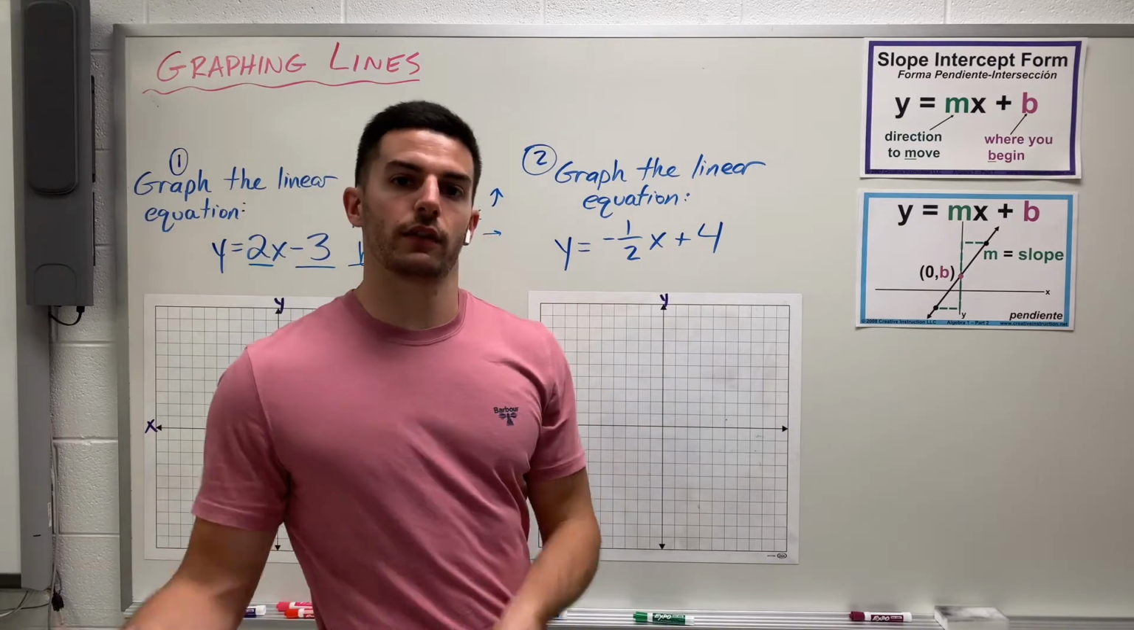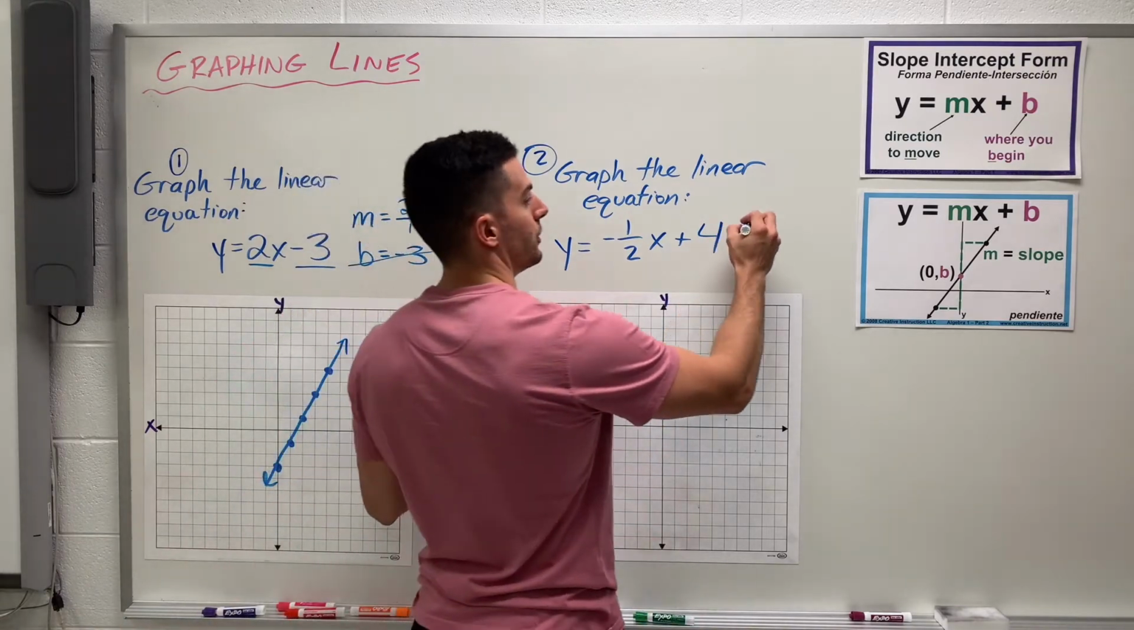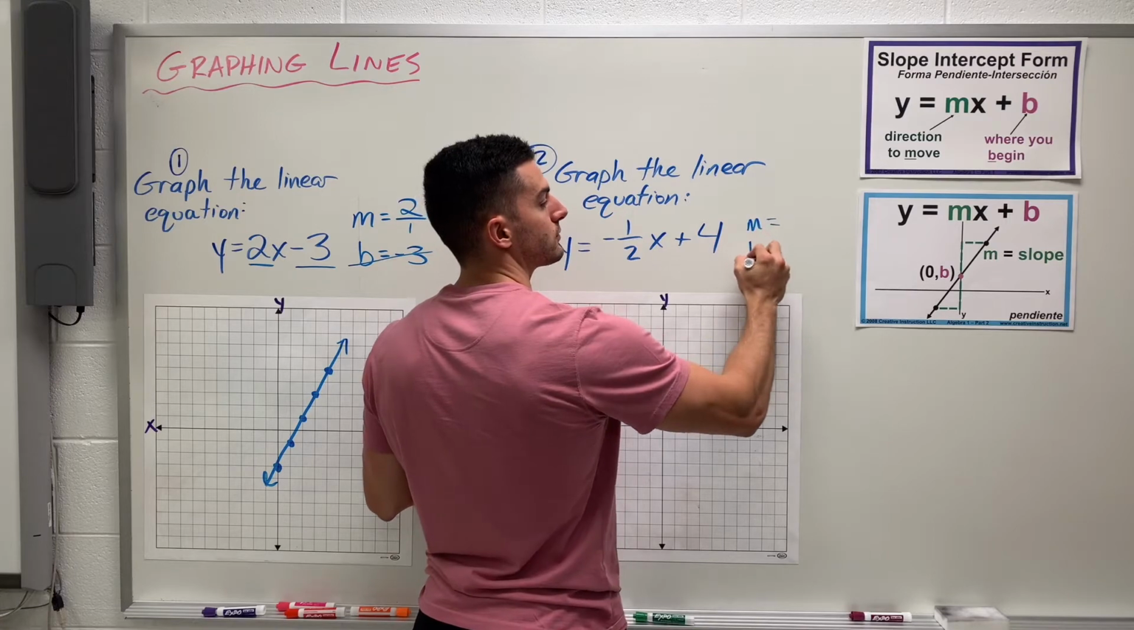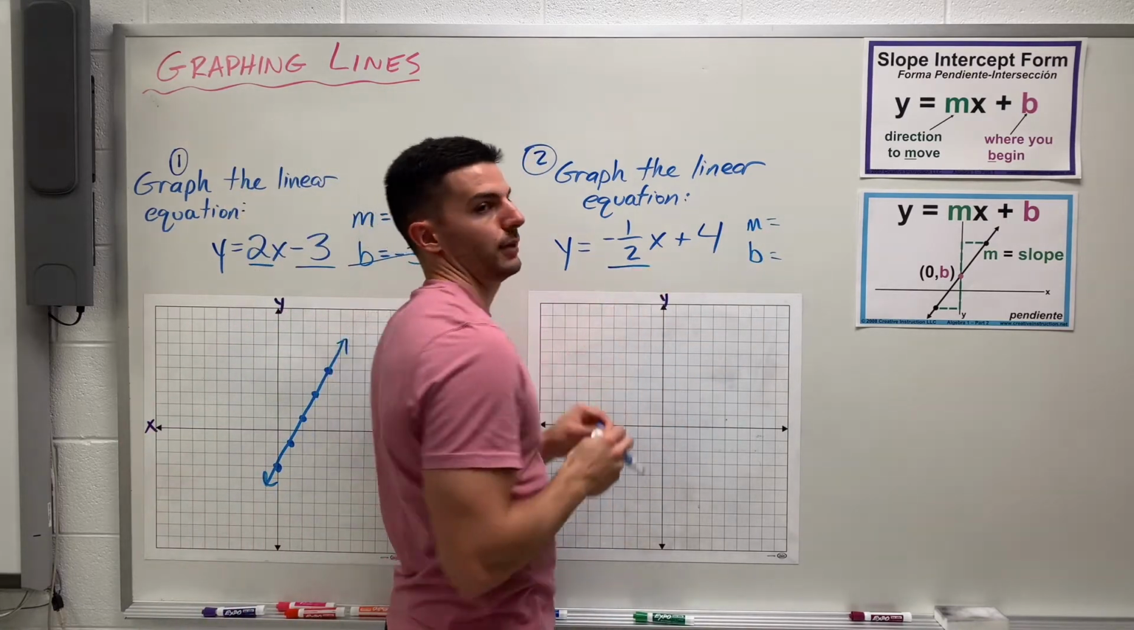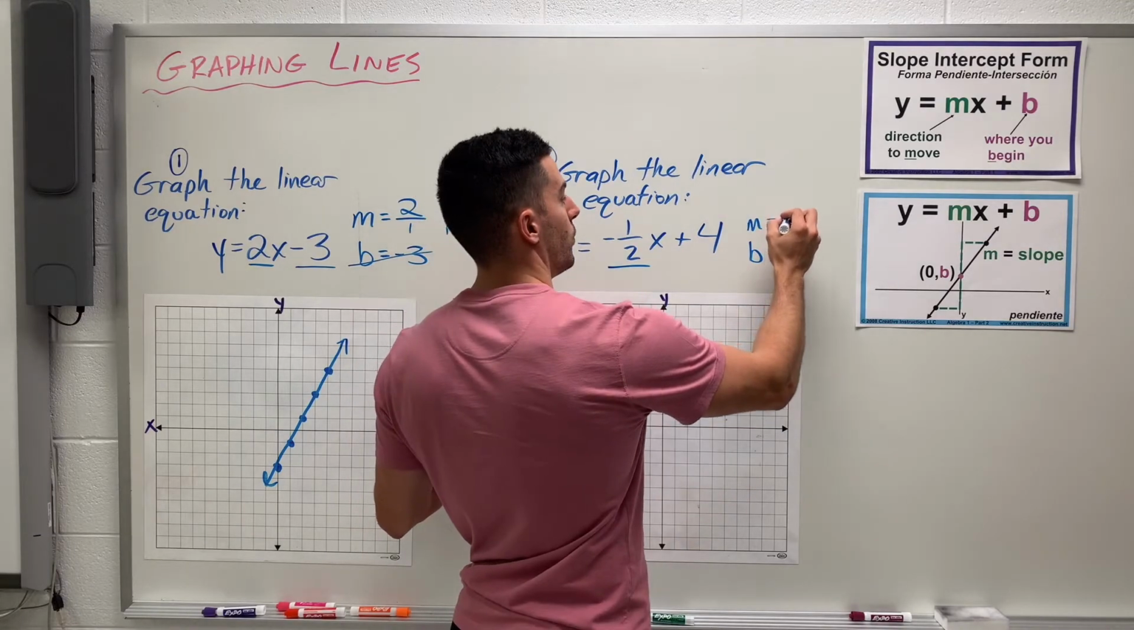Number 2 here says graph the linear equation y equals negative 1 half x plus 4. Okay, so you look at that. Again, first thing you want to do is determine your m and your b numbers. So again, my m number is my first one that it shows, the one multiplied by the x. So that would be negative 1 half.